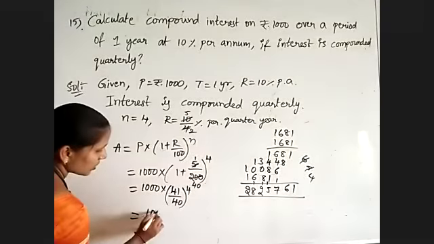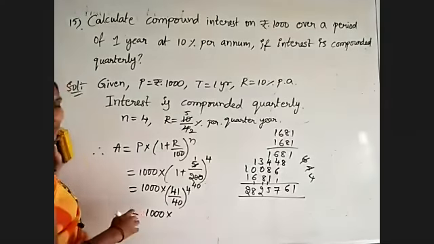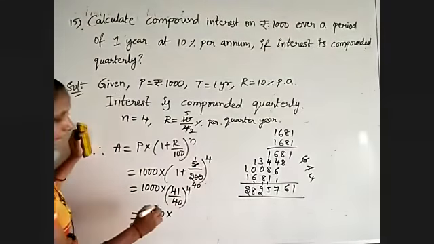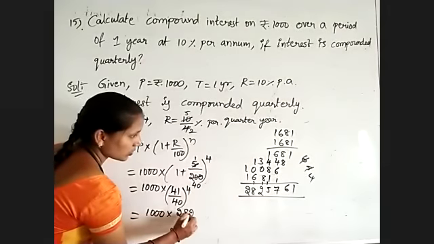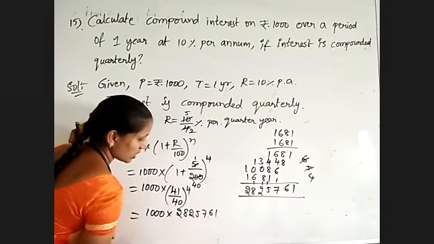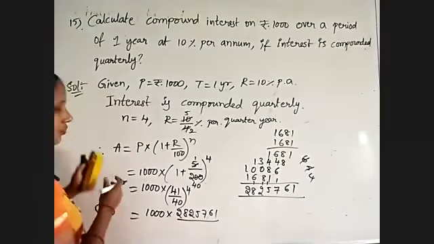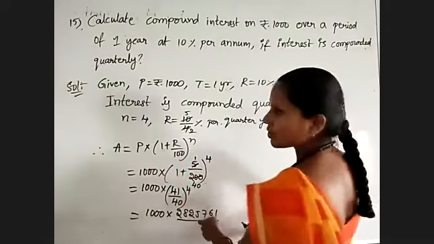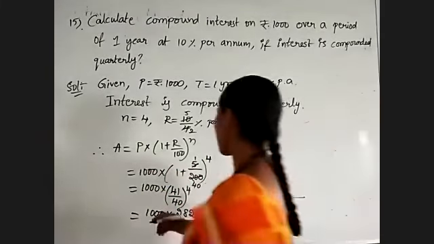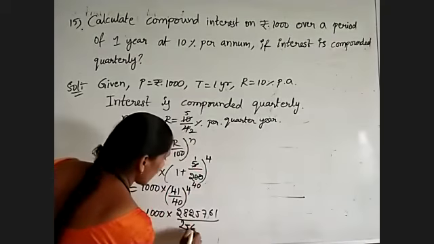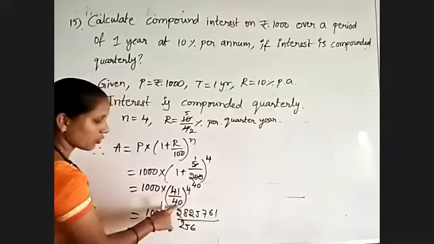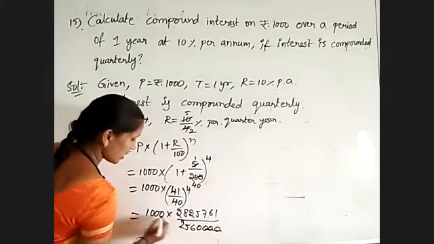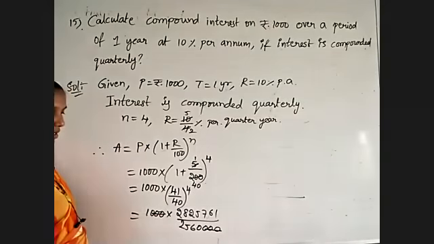So which is equal to 1000 into 2825761 by 40 into 40 into 40 into 40. That is nothing but 4 4s are 16, 16 16s are 256, and because 4 zeros are there, we get 256 and 4 zeros, and 3 zeros will get cancelled.